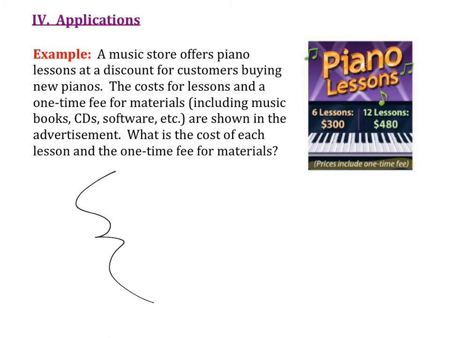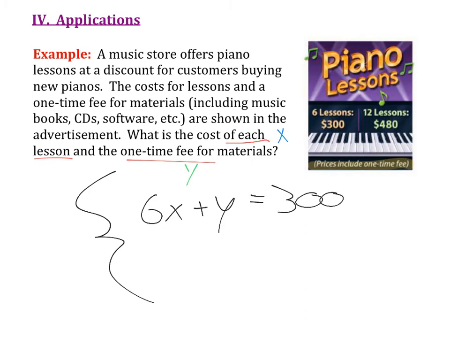Let's see. I need to know the cost of each lesson and then the one-time fee. So I'll call the cost of each lesson X, and the one-time fee Y. Scenario 1, we've got 6 lessons, so 6x plus that mysterious one-time fee, which is Y, equals 300. Scenario 2, we'd have 12x plus that one-time fee, and that's going to equal 480.